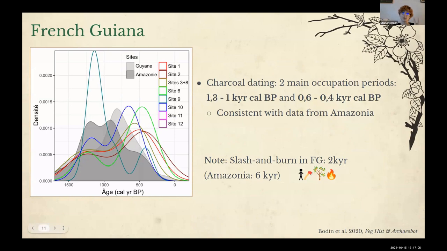So here you have a first small peak, and here a bigger one, and in Amazonia too. So let's say here you have a big peak, and here another one. So they are not always exactly synchronous, but most of the dates span the last 2,000 years. And it's interesting to note that in French Guiana, agriculture with slash and burn dates back to 2,000 years. We don't have evidence older. And in Amazonia, agriculture dates back to 6,000 years.